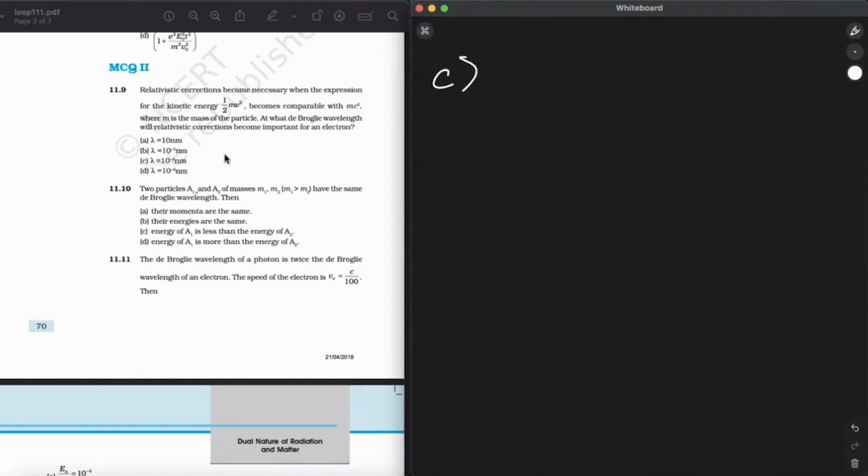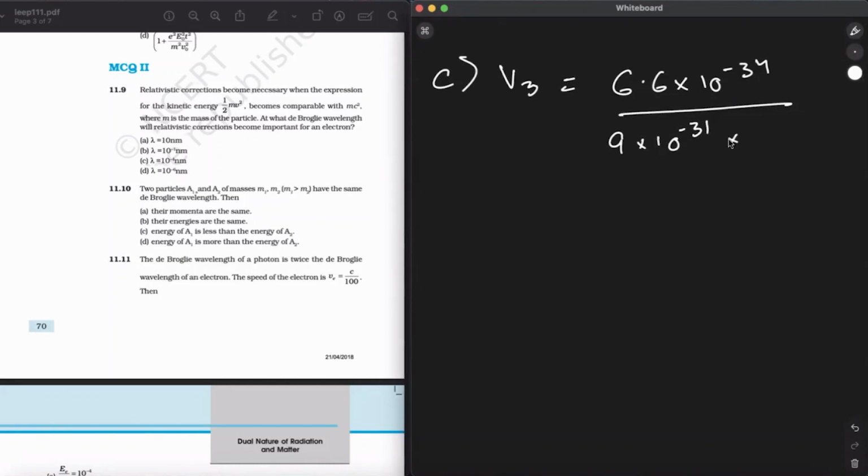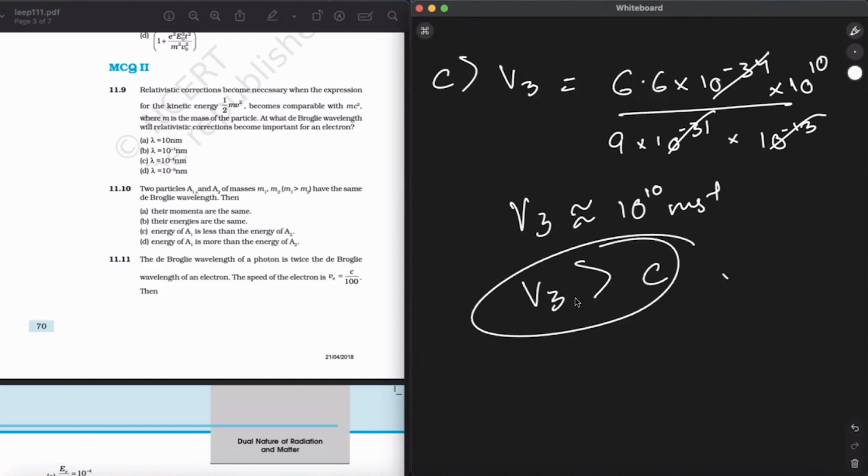Now checking for option number C. I know that C is small enough to give us the value which is required. So we have to find V3. 6.6 into 10 to the power of minus 34 whole divided by 9 into 10 to the power of minus 31 into, in option number C, it is 10 to the power of minus 4 nanometers. That means 10 to the power of minus 13. Okay. Now you see, V3 is coming in the range of 10 to the power of 10 meters per second, which is greater than the speed of light. So relativity corrections will be applied over here. So option C is correct.